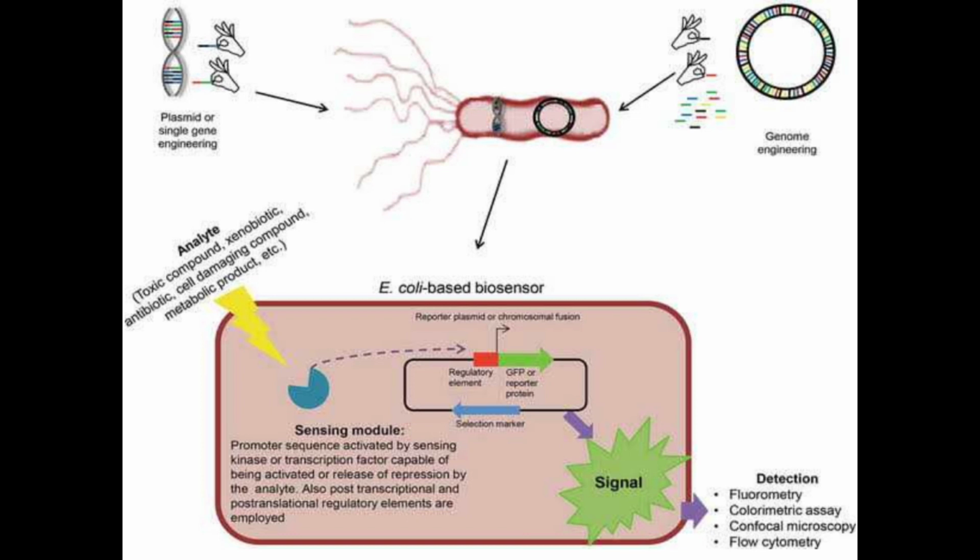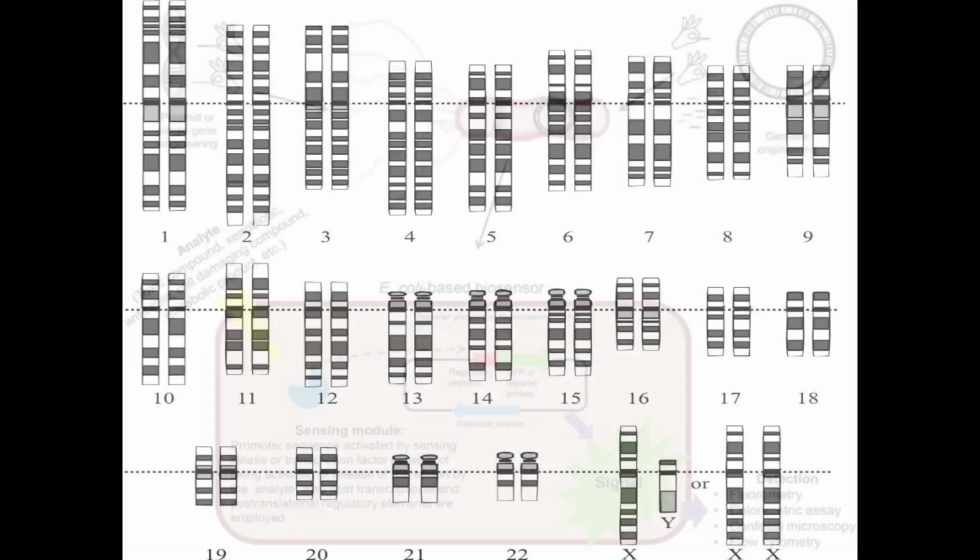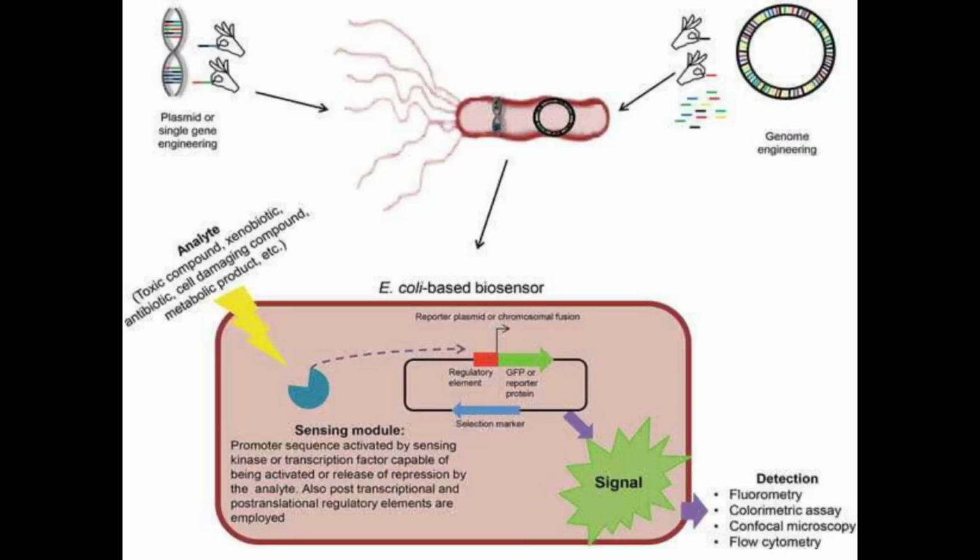E. coli has one circular chromosome. This is an E. coli. It has one circular chromosome. That one chromosome is its genome. That one chromosome is approximately 4 million base pairs long.